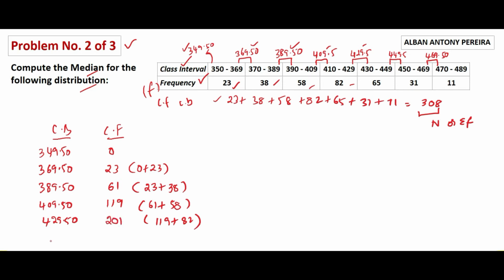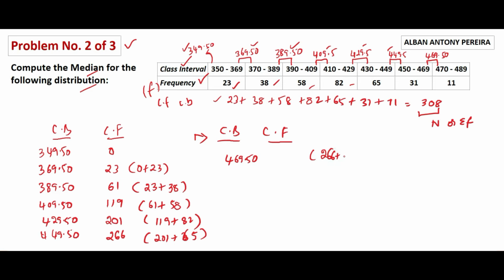The cumulative frequency is 201. Next class boundary is 449.5: 201 plus 65, and your answer will be 266. Let me continue it here, with class boundary and cumulative frequency. Next one will be 469.50, that is equal to 266 plus 31, that is 297 cumulative frequency.